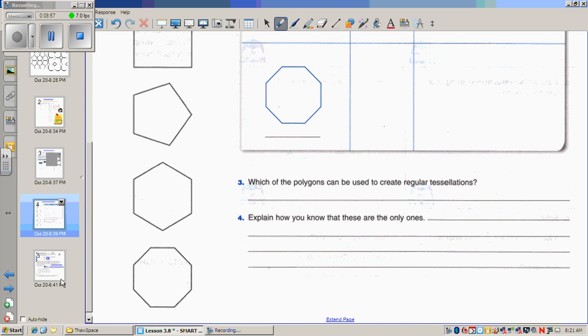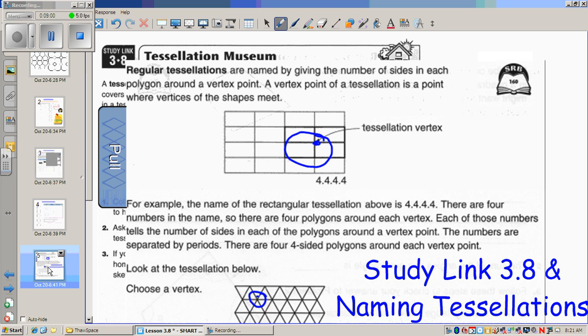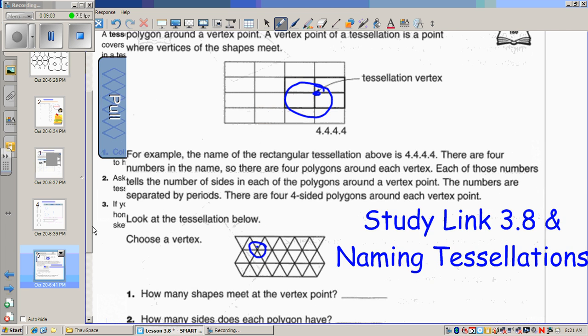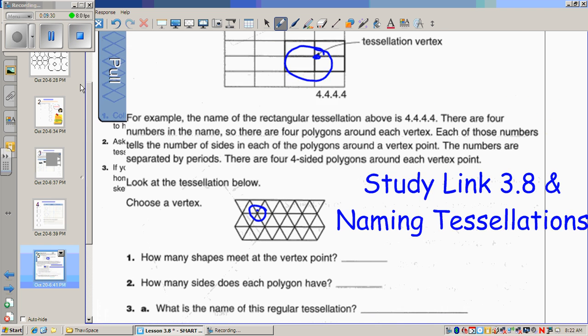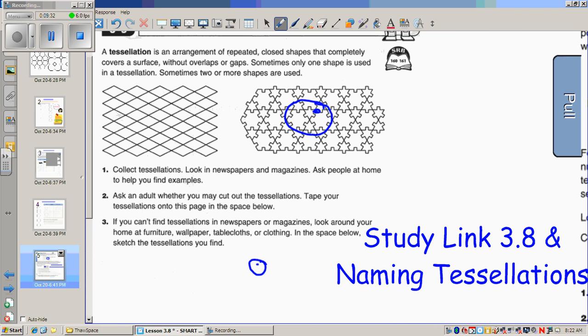And then on the last page, all I want you to do is write down how many shapes are around the vertex, how many sides it has, and what is the name of the regular tessellation. So up here, they said it's a rectangular tessellation. So what kind of tessellation would this be? And you don't need to do number 4 at all, so don't worry about number 4. And then if you can find an example to bring in, that would be great. Find something you can cut out, or something you drew if you don't have any magazines or newspapers at home. That would be fine too.